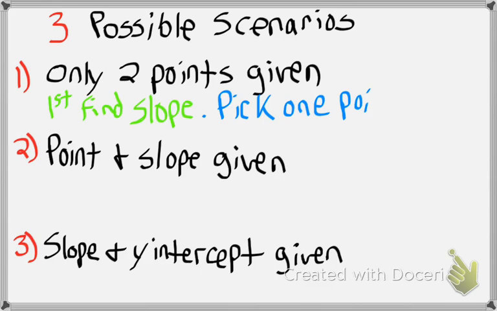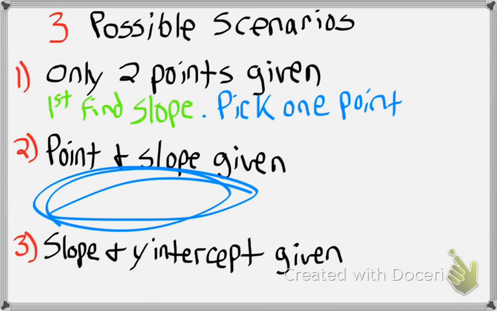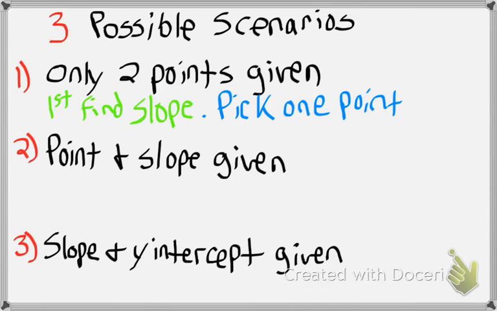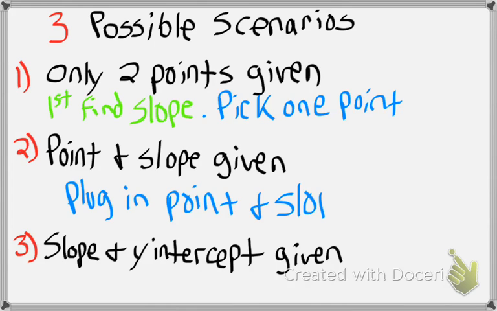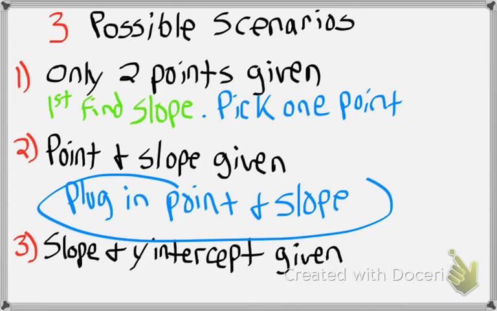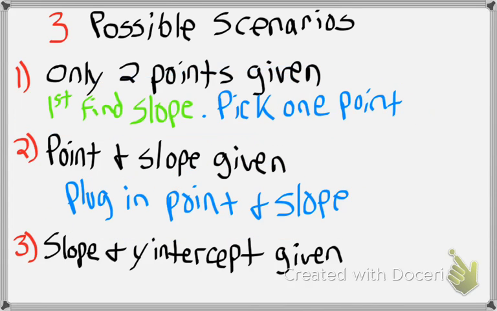Pick 1 point. As long as you pick a point the line goes through, it does not matter which point you choose. So once you've picked a point and you have your slope, it is now just like a type 2 question, meaning you're going to plug in your point and slope. So notice each of these types becomes one of the easier versions with each step. So number 1, you first find the slope using that slope formula we just wrote down. And then pick one of the points to use. And then from that step, you're going to plug in the point and slope because once you've done this step, it's now become a type 2 situation.